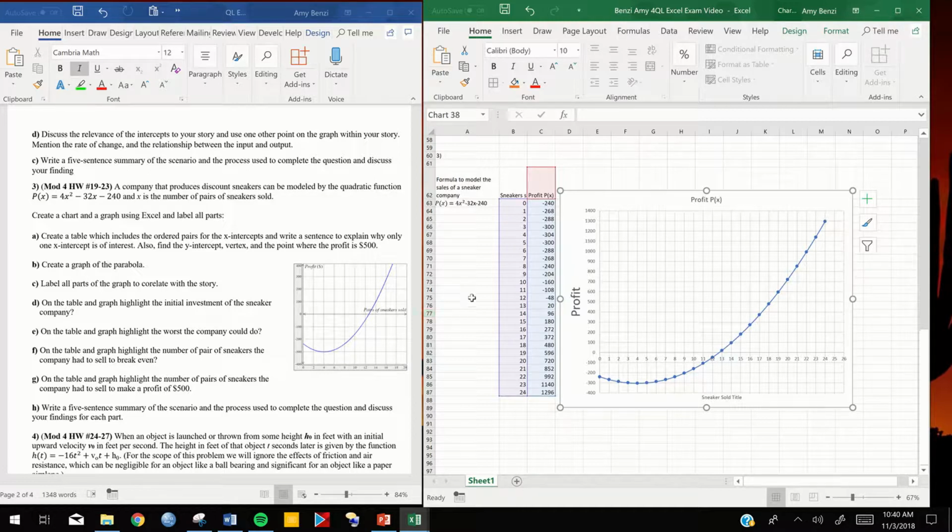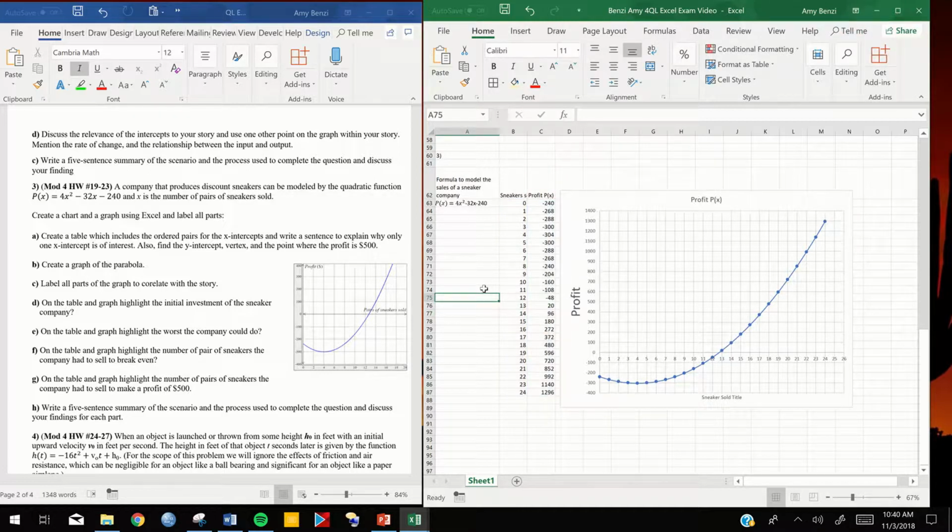All right, let's look at a few things. We've done all of this in part 1. A lot of stuff it says on this table over here. Create a graph, label all the parts of the graph according to the story on the table, and highlight the initial investment of the sneakers. The initial investment was right here at 0 sneakers. So I'm going to highlight that.